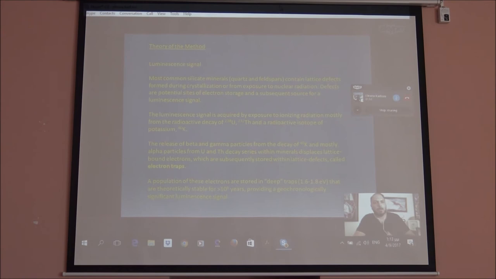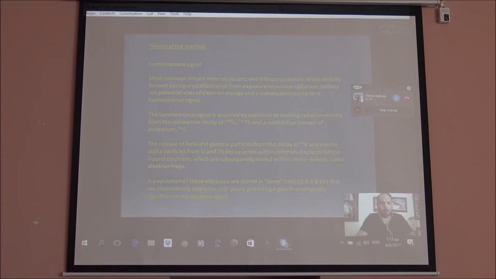The most common silicate minerals, which are quartz and the feldspars, contain lattice defects formed during crystallization or from exposure to nuclear radiation. Defects are potential sites of electron storage and a subsequent source for a luminescent signal. The luminescent signal is acquired by exposure to ionizing radiation, mostly from radioactive decay of uranium, thorium and a radioactive isotope of potassium, potassium-40.